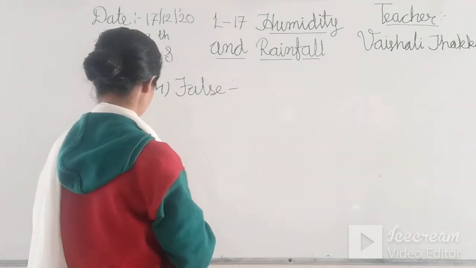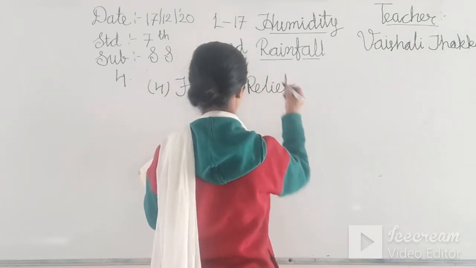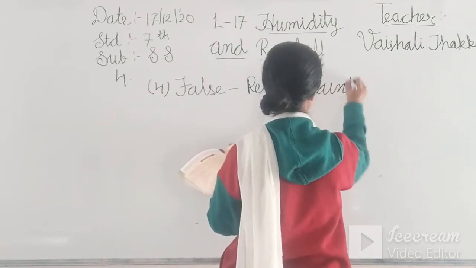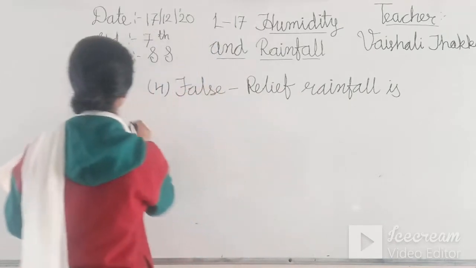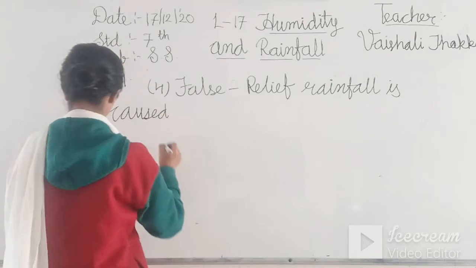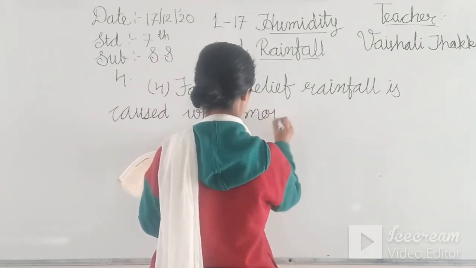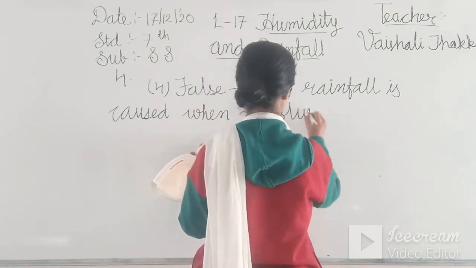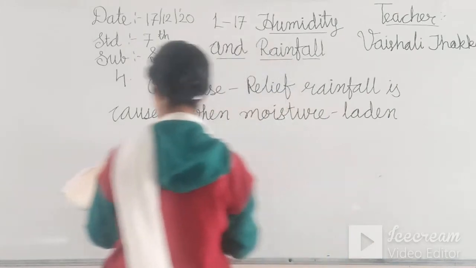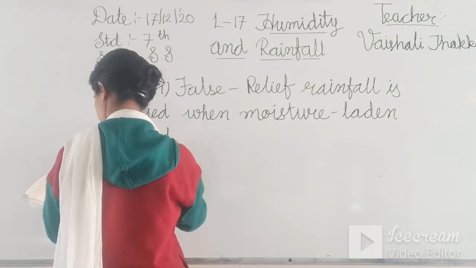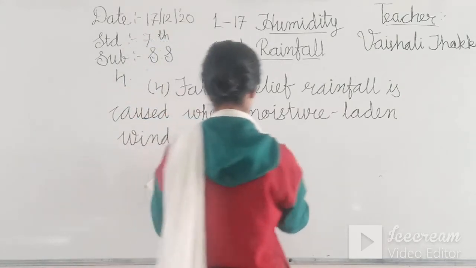And the answer is: relief rainfall is caused when moisture-laden wind is forced to rise above.